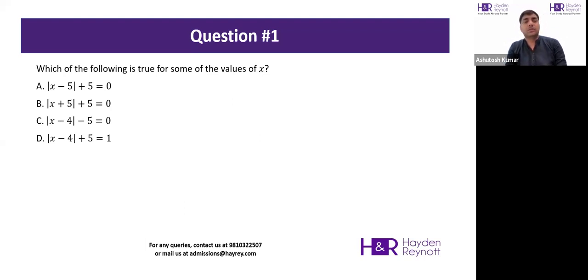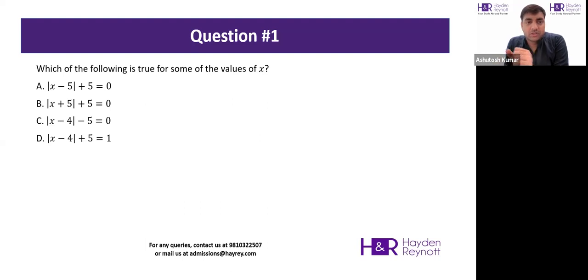Now, whoever knows about the solving of modulus, they go with this question in a different way, right? They will try solving and getting the value of x for each option, and then they will see whether it is possible to get the value of x or not. But your approach should be different here, and that is going to be unique as well.